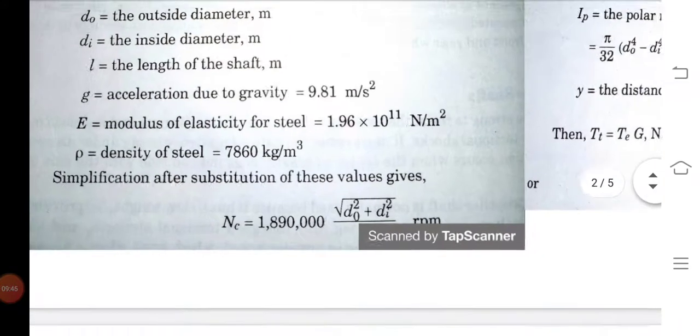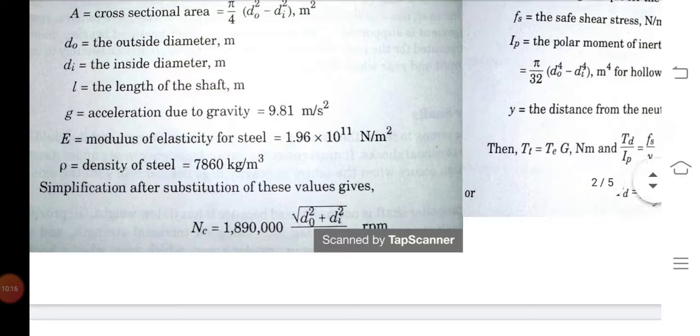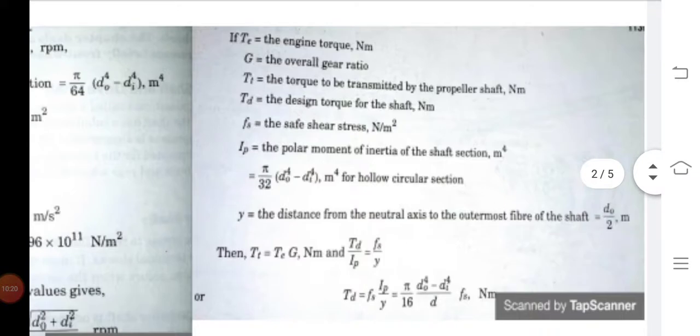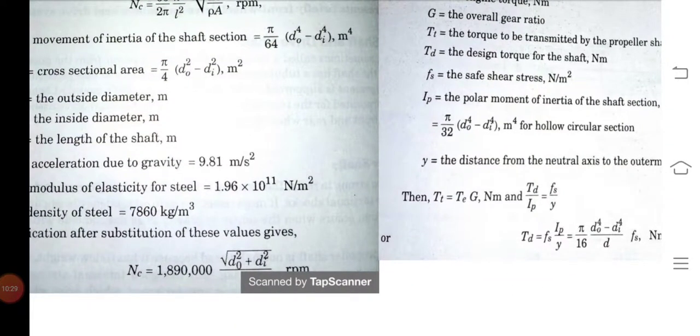If we simplify this equation, NC equals 1.8 million and 90,000 into the root over outer diameter squared plus inner diameter squared, divided by shaft length squared. The critical speed of the shaft is to be designed so that it is about 60% higher than the engine speed at maximum power. So that is our design criterion.